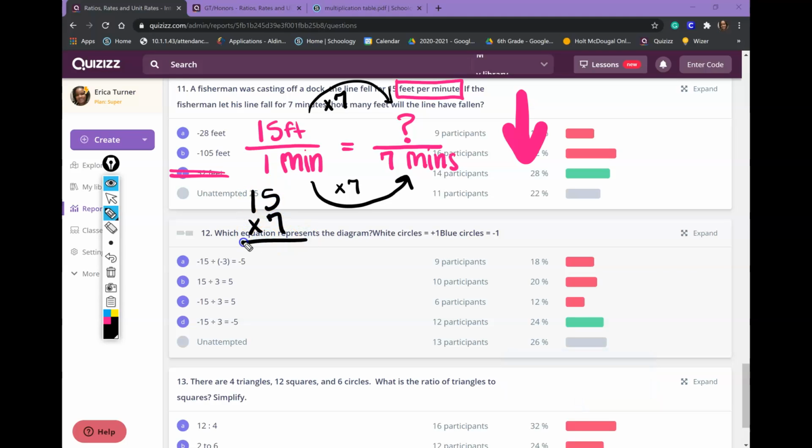You could stop there once you found that out, because you should know that 15 times 2 is 30, so that automatically means that A is not your answer, so B is your answer choice. But if you wanted to do the math, you can get 105. And it's negative because, again, the line is going down. It's falling.